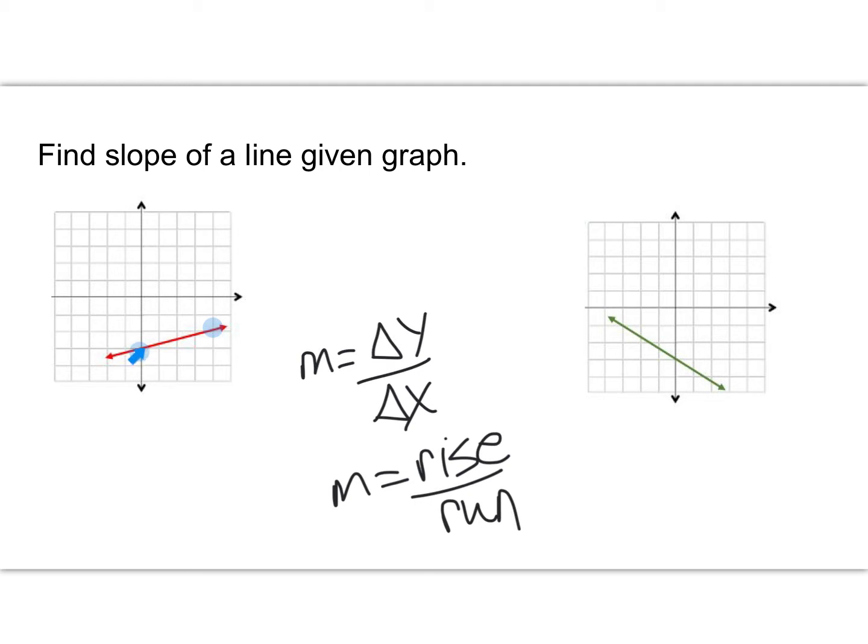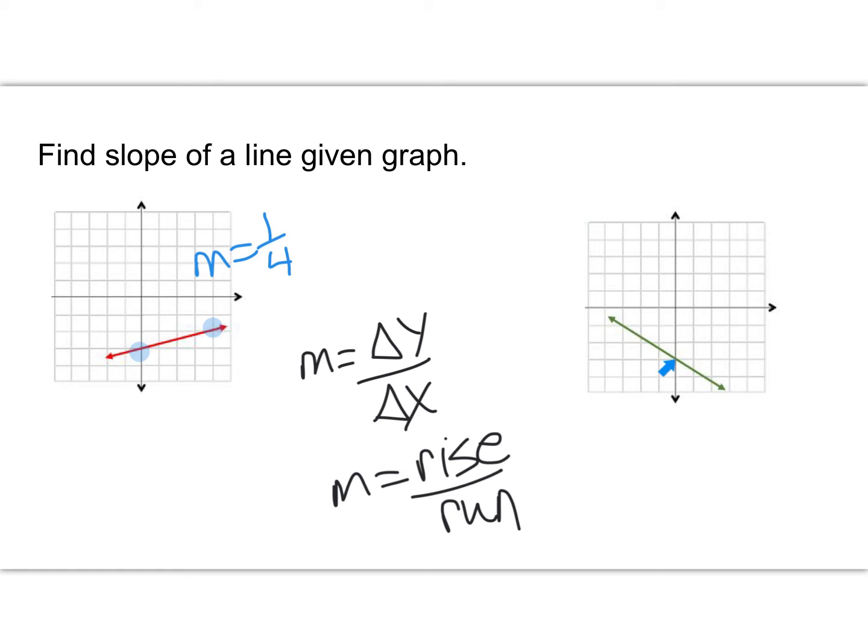So in this example, to get from this point to this point, we're going to have to rise up 1 unit, and then we would have to go over 1, 2, 3, 4 units. So it's a rise of 1 and a run of 4. That would make the slope of this first one 1/4. 1 over 4, 1/4.